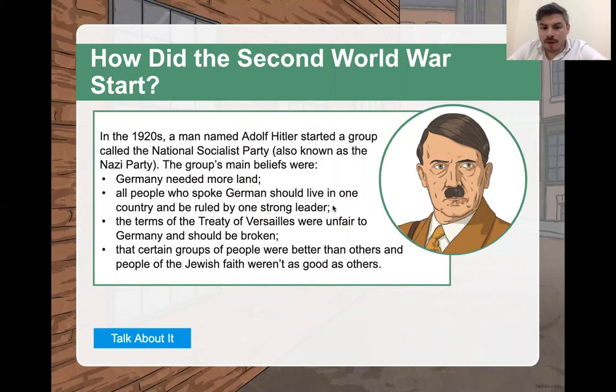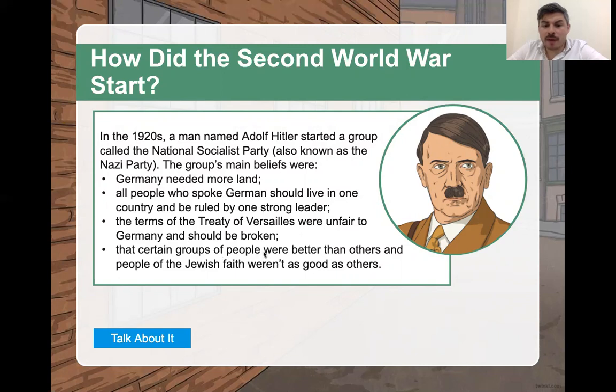And again, this is aggressive. It tells us from the start he had conflict. There was going to be some kind of issue with this. He believed the terms of Versailles were unfair and should be broken. Again, terms of Versailles. If he's going to break them, if he feels they're unfair, that will lead to conflict.